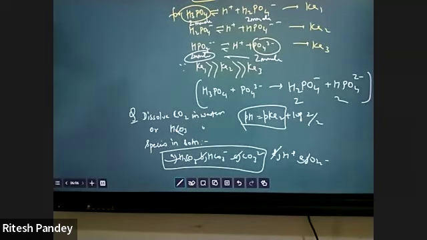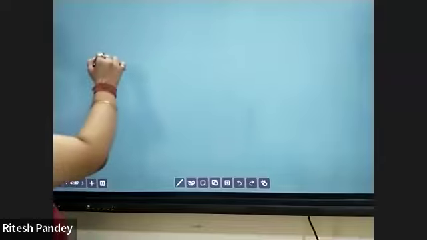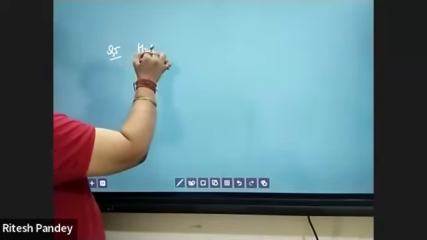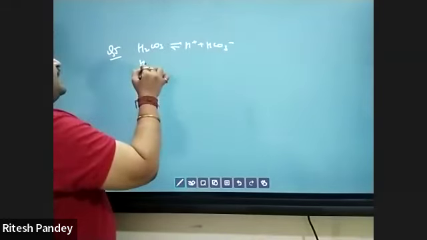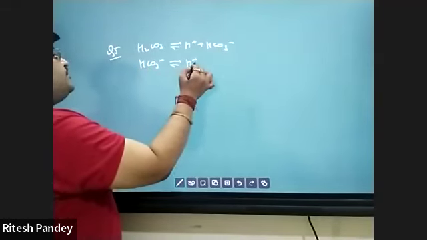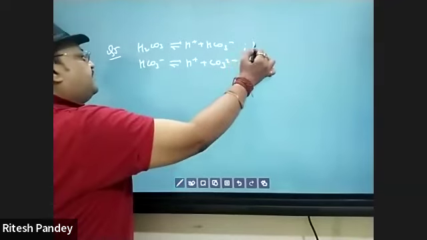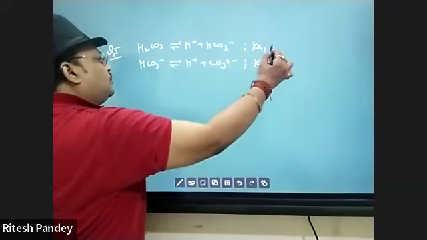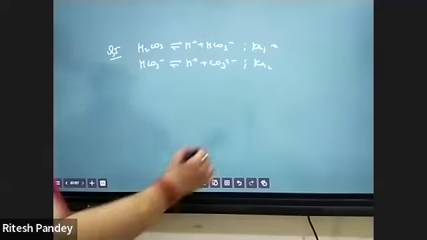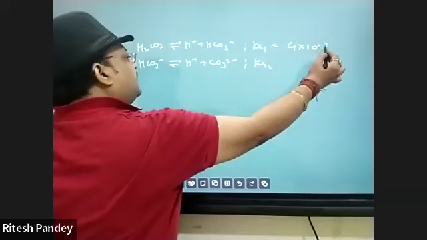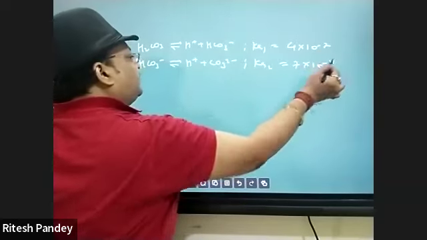Question 5, K1 and K2 are given. We need to find bicarbonate, carbonate and pH. I think by now we have some expertise. H2CO3 gives H plus and HCO3 minus, and HCO3 minus gives H plus and CO3 2 minus. Say this is K1 and this is K2. The values are given: 4 into 10 to the power minus 7, and 7 into 10 to the power minus 11.